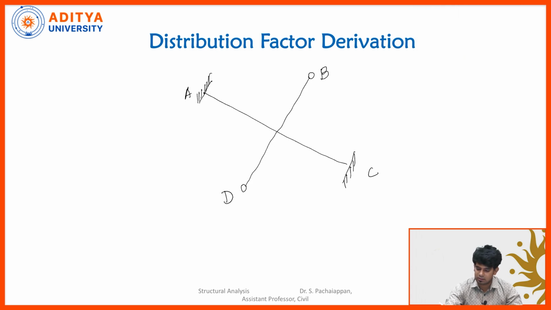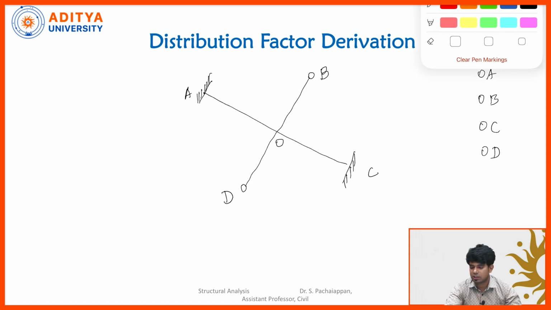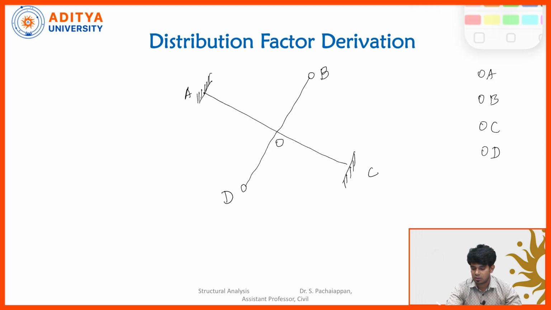Let us say this center point is O. So we have the members OA, OB, OC and OD. For all these members we are going to derive the distribution factor. Now what I am going to do is apply a clockwise couple at the hinged support O. Let us say the applied moment is Mu.